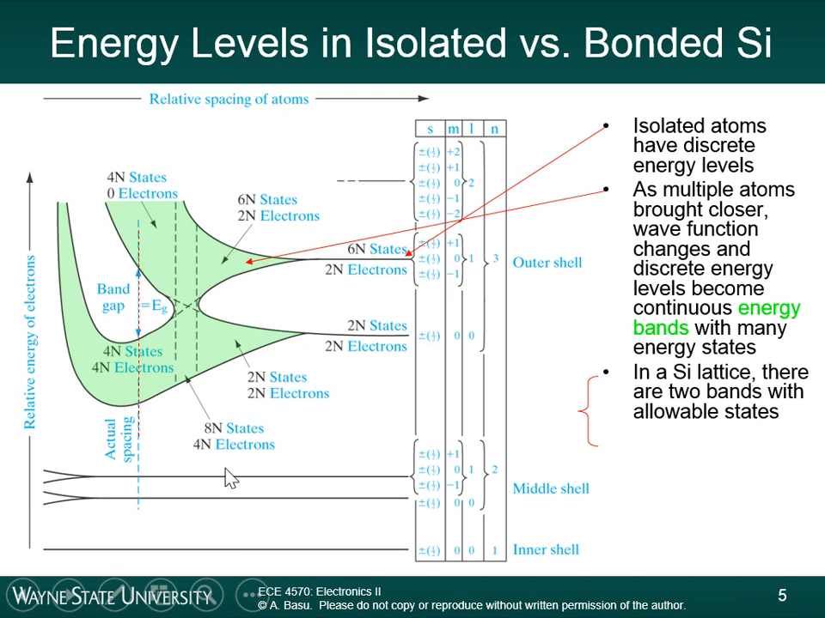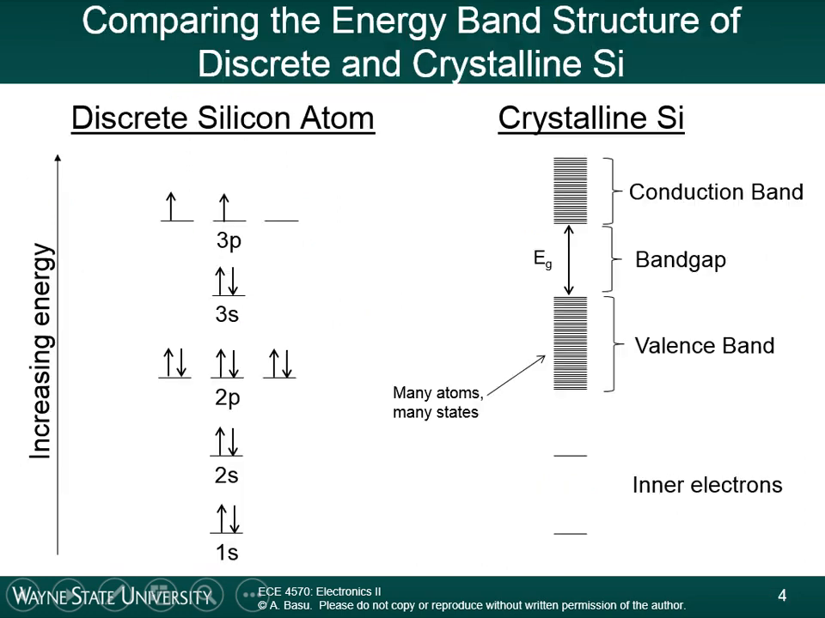So what you can see here is that this diagram, of course, correlates to the same diagram I drew on the previous slide. The previous slide showed that there's a whole bunch of energy states in the conduction band, a whole bunch of energy states in the valence band, and there's a well-defined band gap, Eg, between them. For silicon, that band gap is about 1.12 electron volts.